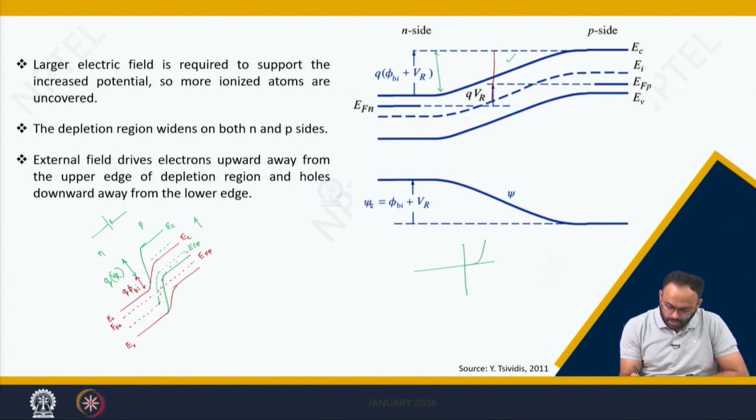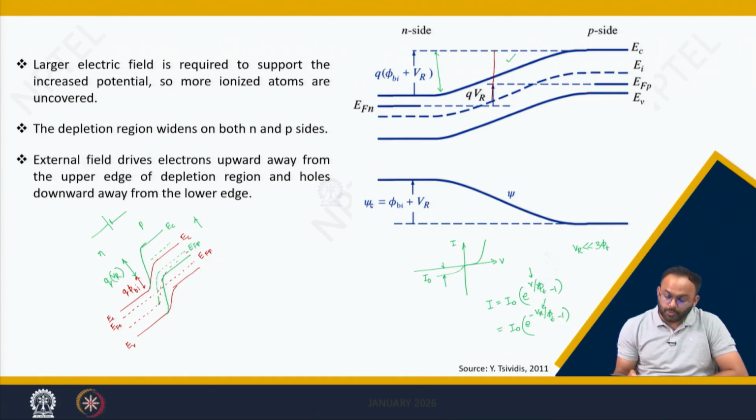So if this is a diode IV characteristic, this current is very small, and that is I naught, because I equals I naught times (e to the power of V by phi t minus 1). Now if the applied voltage is negative, then I can write I naught times (e to the power of minus Vr by phi t minus 1). If the applied voltage magnitude is more than 3 times phi t, then this exponent can be neglected. This can bring a current in the third quadrant which is negative, when you are increasing the reverse voltage.